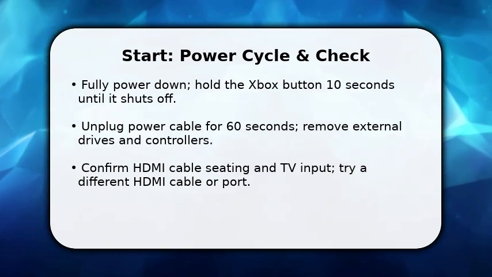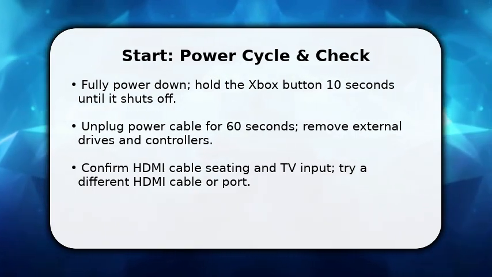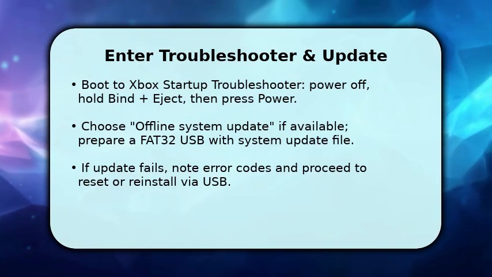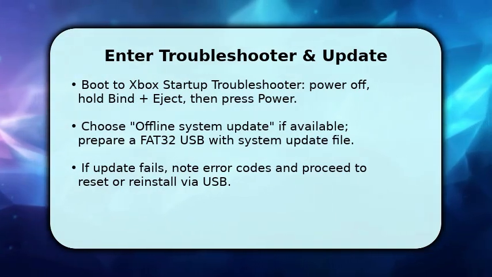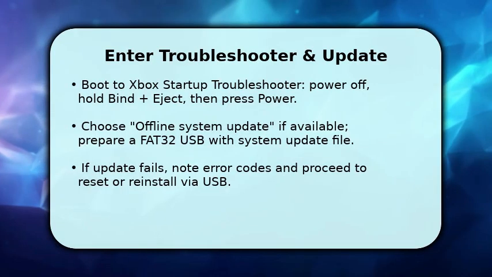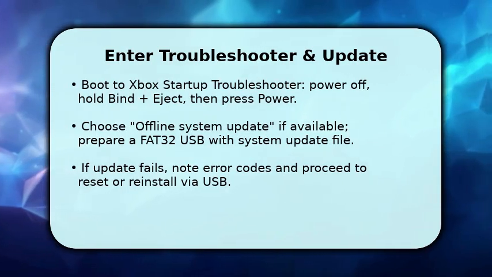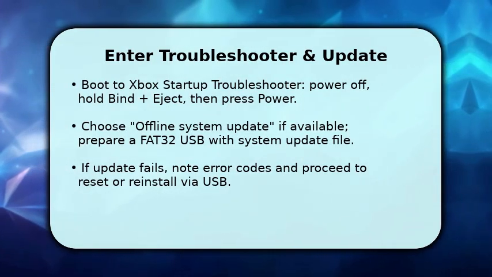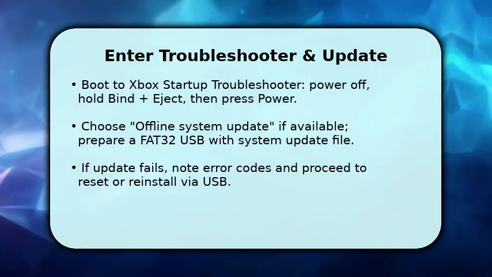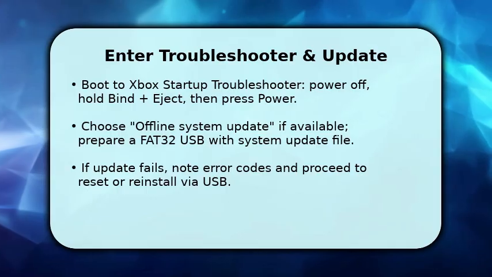Once done with the power cycle, you need to reach the Xbox Startup Troubleshooter so you can update or reset without loading the OS. Power the console off again, then hold the bind button and eject button simultaneously and press power. Keep holding bind plus eject until the troubleshoot menu appears.